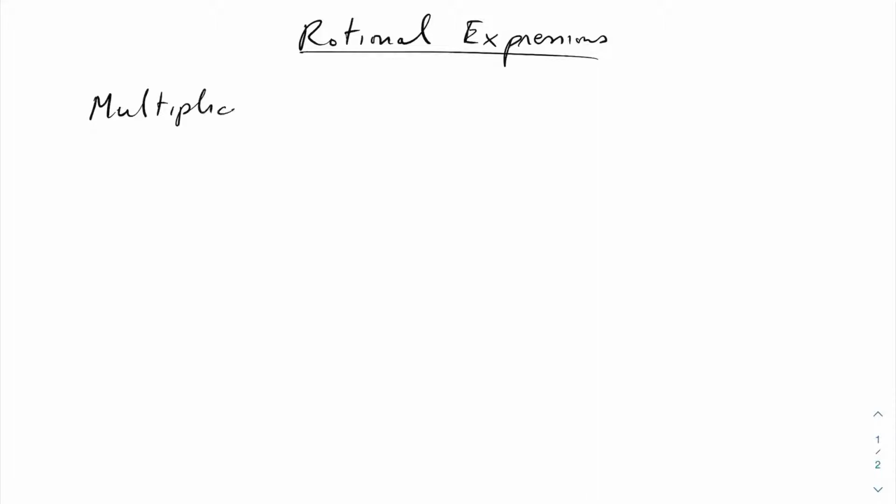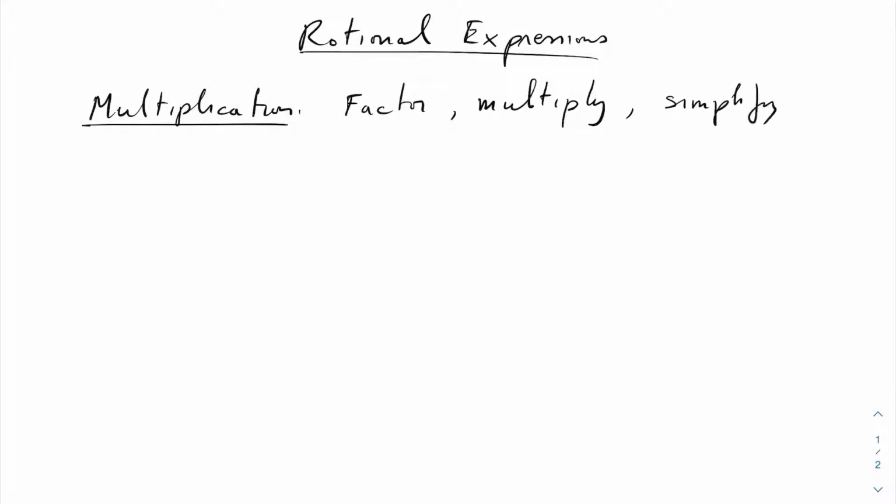So the first thing we're going to do is how to multiply them. We can multiply a rational expression in 3 steps. The first one is to factor the numerator and denominator. Second step is to multiply numerator and denominator across. And then the third step is to simplify. And so let's jump into some examples.